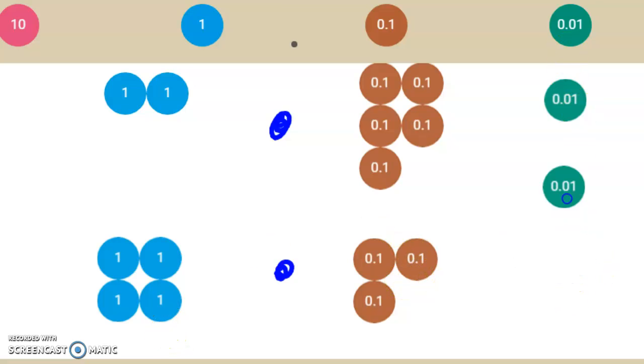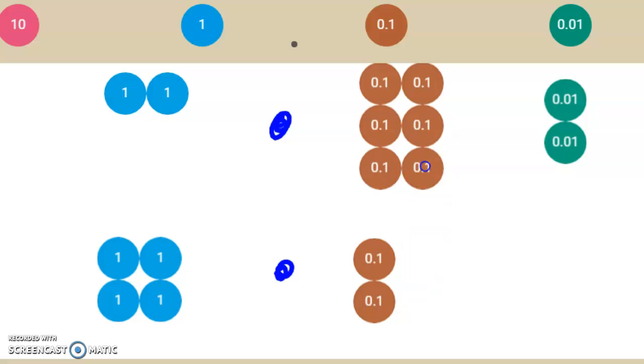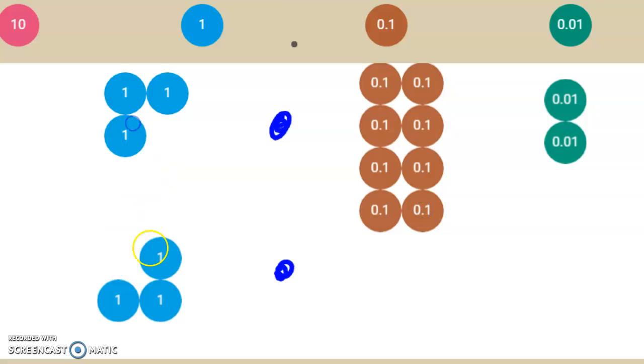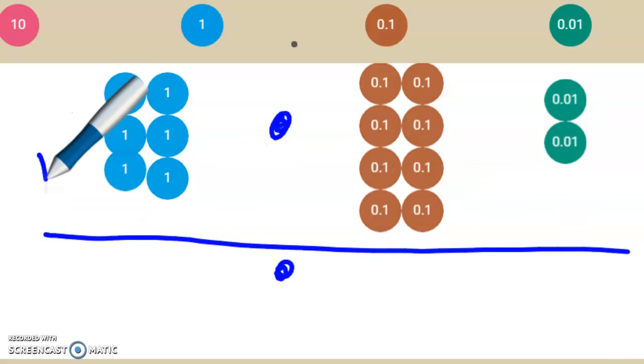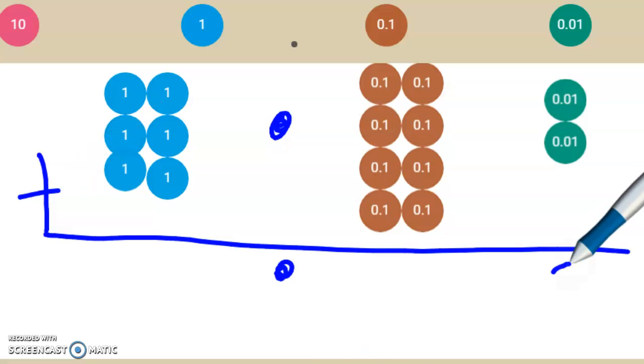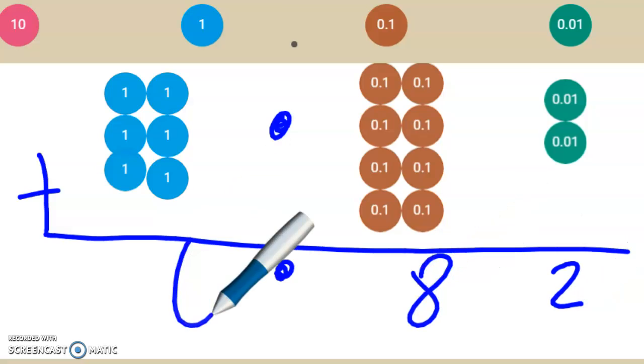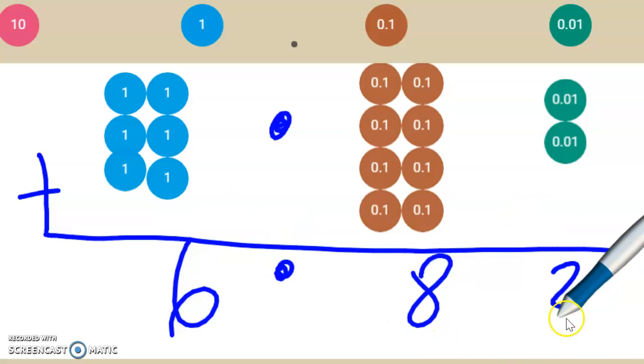So what we're going to do is join these, and when we join these, we're just adding them together. And so we keep our decimal place in the same spot. If we were doing this in math, we would just draw our line here, put our plus sign, and we would say 1 plus 1 is 2, and 8, and 6. So we have 6 and 82 hundredths.